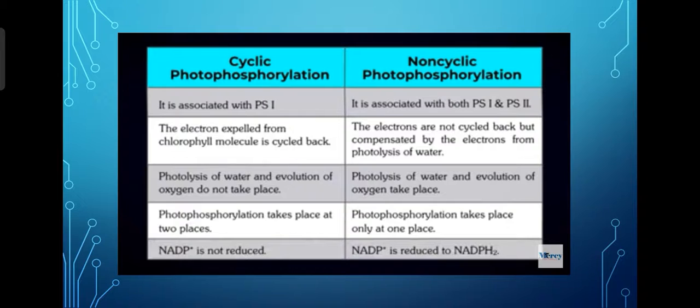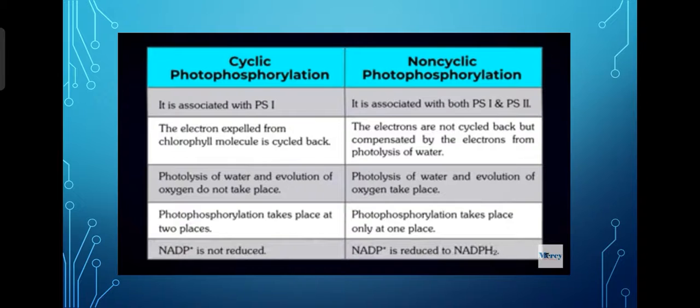These are some of the differences between cyclic photophosphorylation and non-cyclic photophosphorylation. Cyclic reaction is associated with only photosystem 1, whereas in non-cyclic, both photosystem 1 and 2 are involved. In cyclic, the electron expelled from chlorophyll molecule is cycled back, whereas in non-cyclic, the electrons are not cycled back, but they are compensated by the electrons from photolysis of water. In cyclic reaction, photolysis of water and evolution of oxygen doesn't take place. Photolysis of water and evolution of oxygen takes place in non-cyclic photophosphorylation.